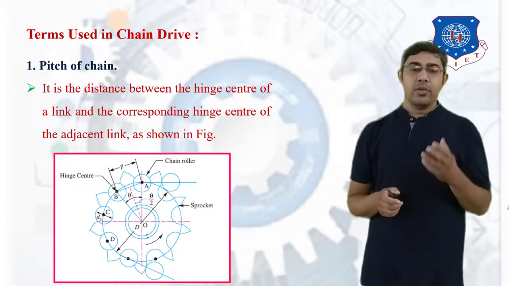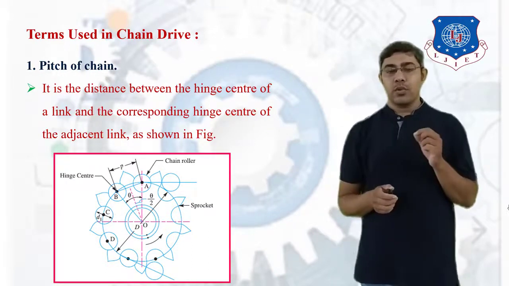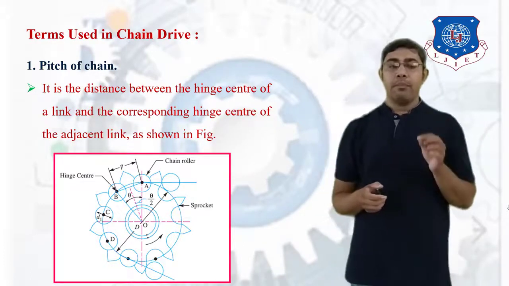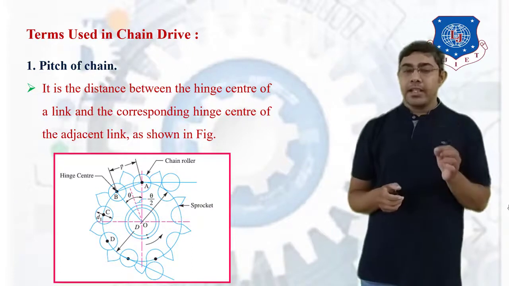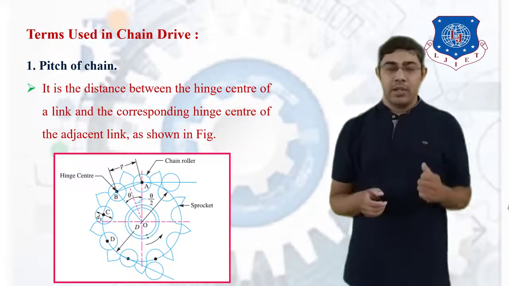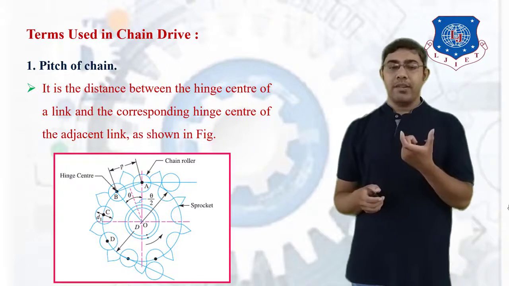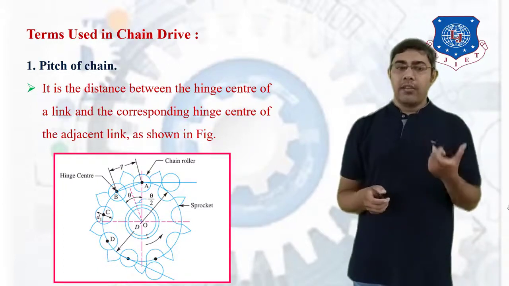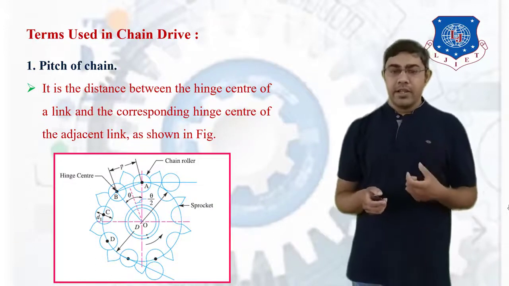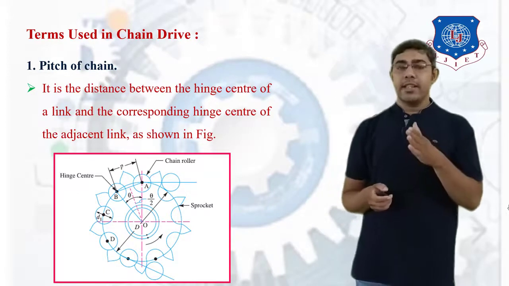As shown in the figure, point A shows the hinge center of one link and point B is the corresponding hinge center of the adjacent link. So what is the pitch of chain? It is nothing but the distance between the hinge center of a link and the corresponding hinge center of the adjacent link. So here, according to this configuration, the pitch is the distance AB.